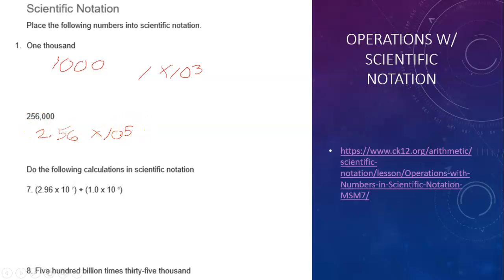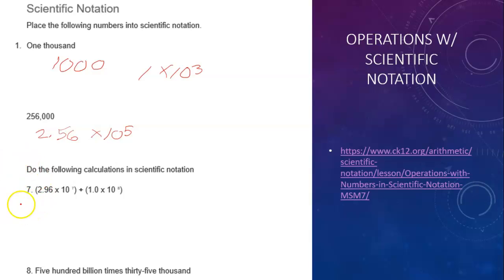Okay, do the following calculations in scientific notation. Once again, we're looking at an exponent of 7 and an exponent of 8. So how are we going to change this to an exponent of 8? Well, in order to do that, we have to move the decimal place over as if we had moved it over 8 places instead of 7 places. So here we moved it over 7. Here we would have moved it over 8.